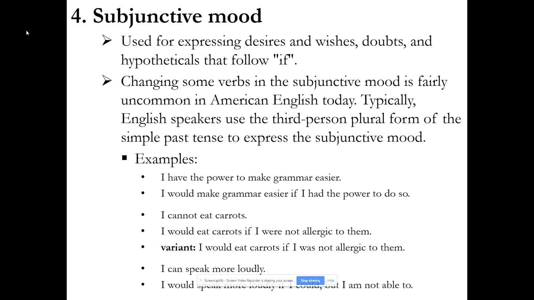I can speak more loudly. I would speak more loudly if I could, but I am not able to. In this case, could is actually also the subjunctive mood indicator of the verb can or to be able to, right? So if you see a could, you need to check whether there is a verb coming right after it, right? That would indicate the conditional. But if it's after an if, and there is a conditional would earlier in the sentence or somewhere else in the sentence, then that could might be behaving like the subjunctive form of can or to be able to.